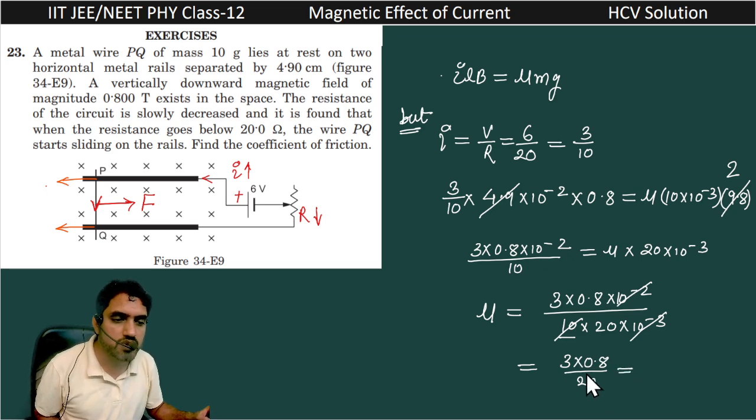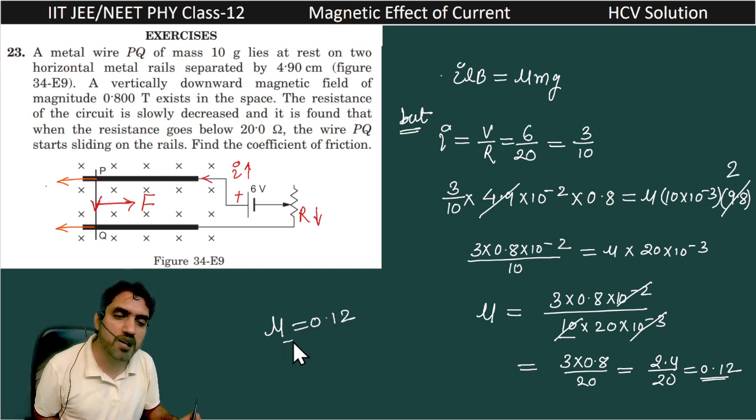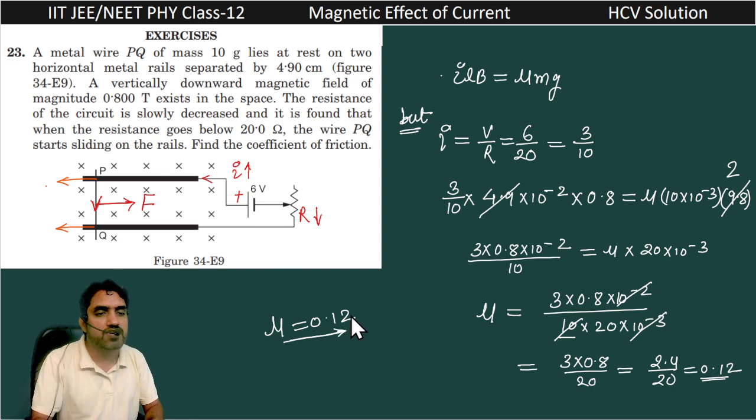So 3 into 0.8 will become 2.4 divided by 20. So it will become 0.12. And this friction coefficient is equal to 0.12, and there is no unit of this friction coefficient.